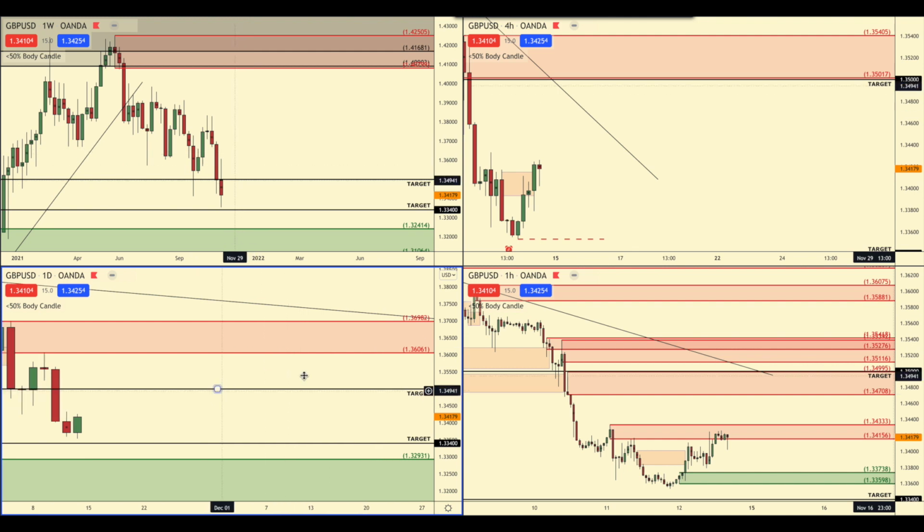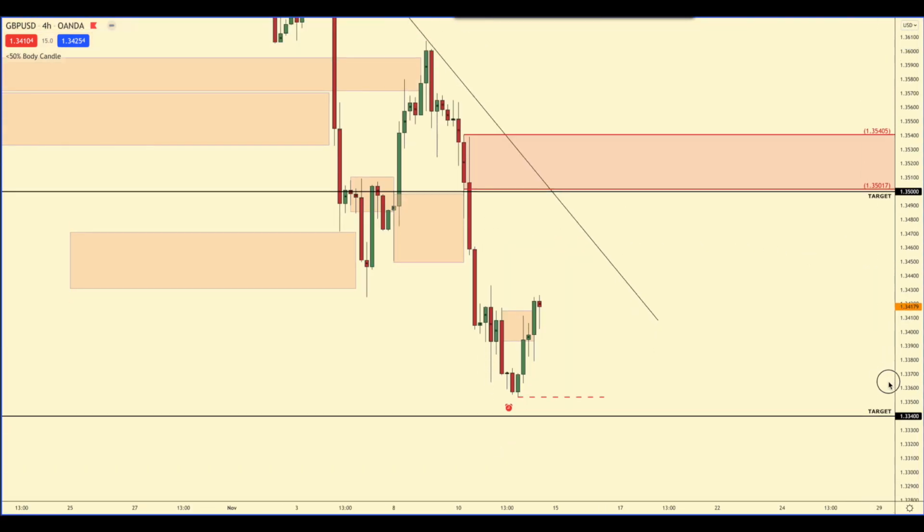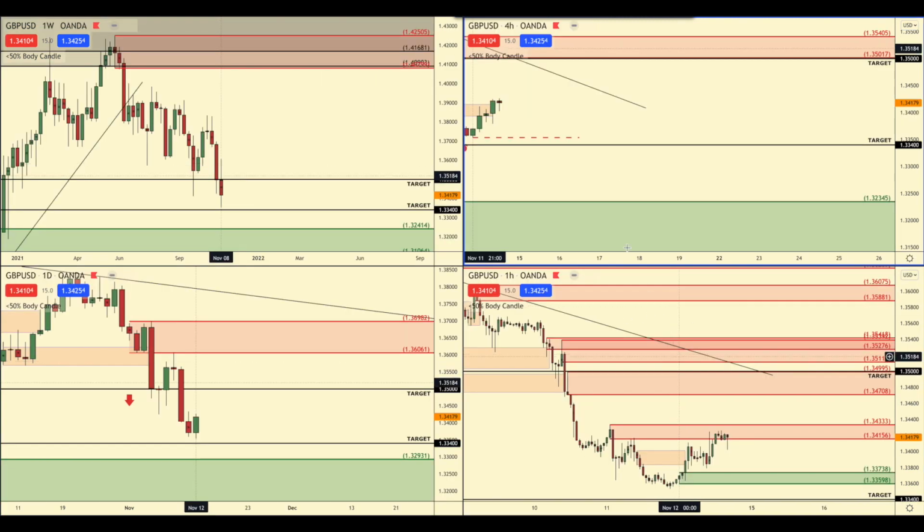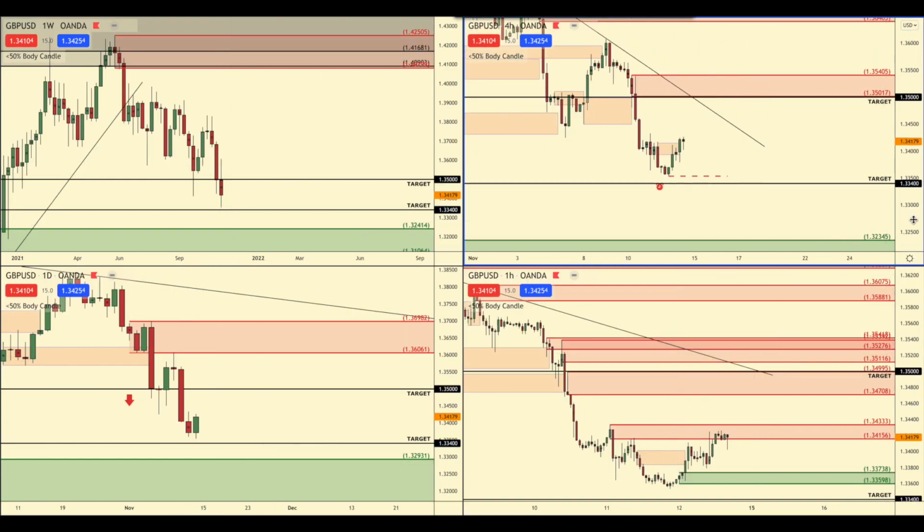For me personally, what I'm waiting for on this pair, looking at a 4-hour chart, I need to have this alert go off, which would mean that we make a new low, where I'll be on a 15-minute chart looking for shorts to the downside, because we will have a 4-hour, a 1-hour, 15-minute downtrend.